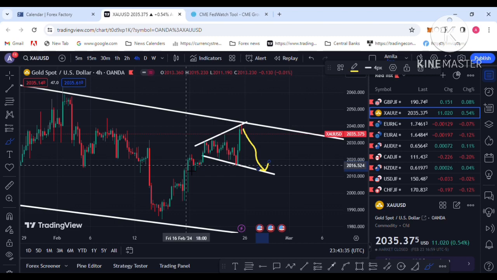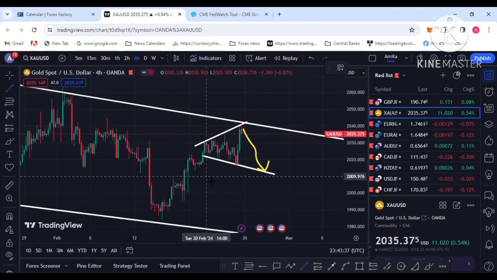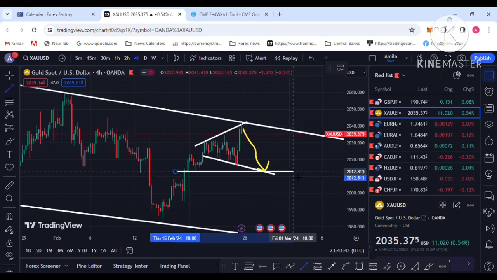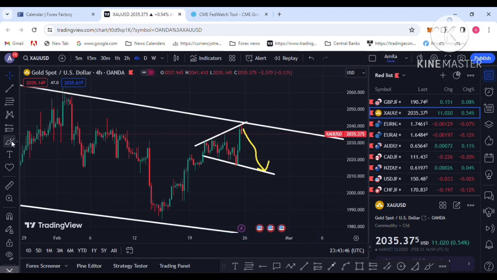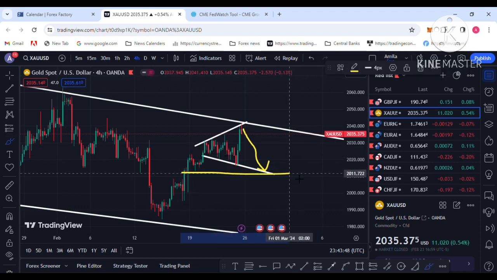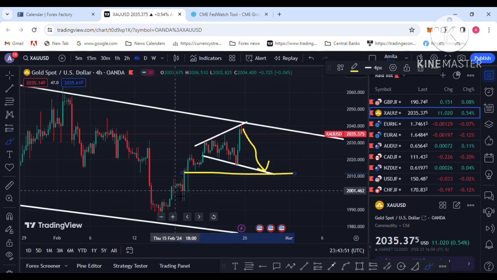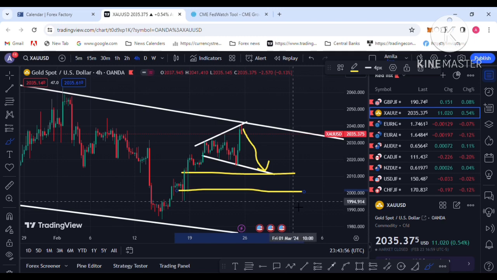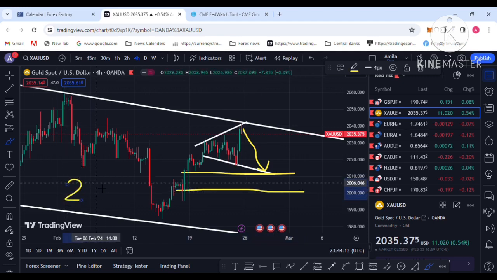I am hoping next week my first target is the 2010 level, that is the buy zone, that is the first target, and the next target is the 2000 level. That's why I'm hoping you have a sell opportunity next week. If you watch for the trend line breakout, that is the interesting one. If not, gold is bearish to complete the triangle pattern to the downside.